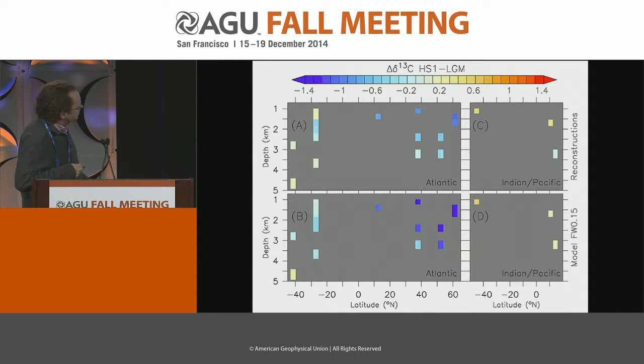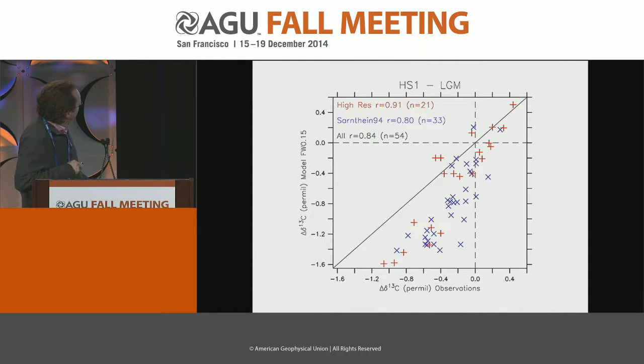Here is the model now sampled on the locations of the observations. You can see a very similar pattern to the observations, but you also already notice the model overestimates the amplitude here in the North Atlantic. Now, if we plot all these data in a cross plot, here is model changes in C13 versus the observations on the horizontal axis, and the red crosses are the high-resolution data that I showed you before. The blue crosses are a previous compilation by Sarnthein, but this presumably includes lower resolution data.